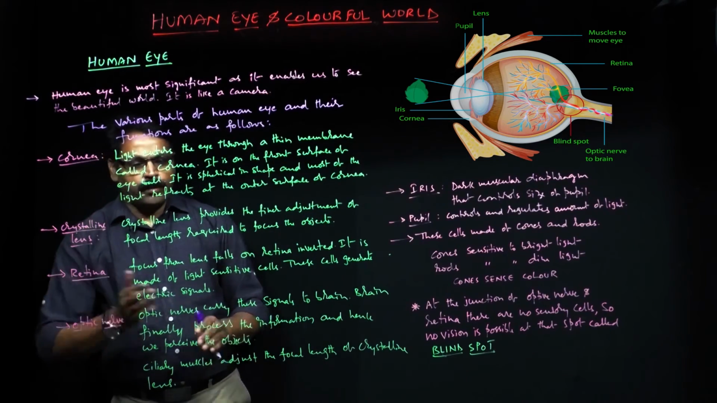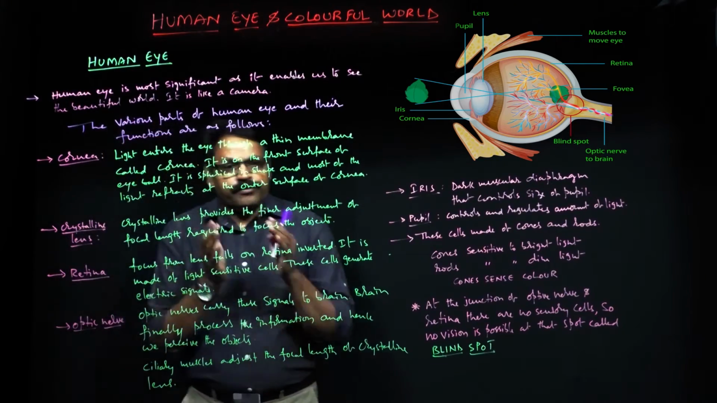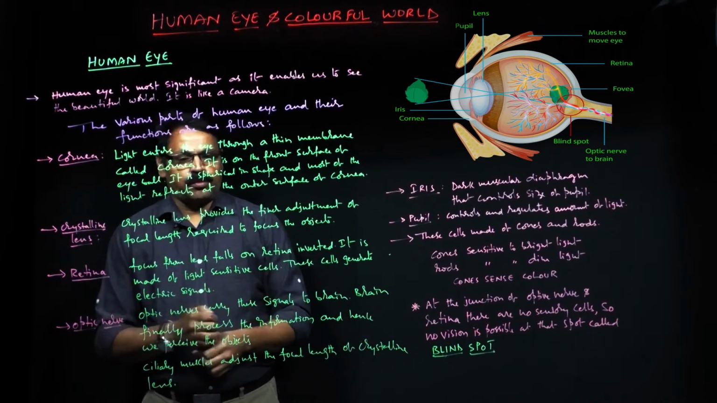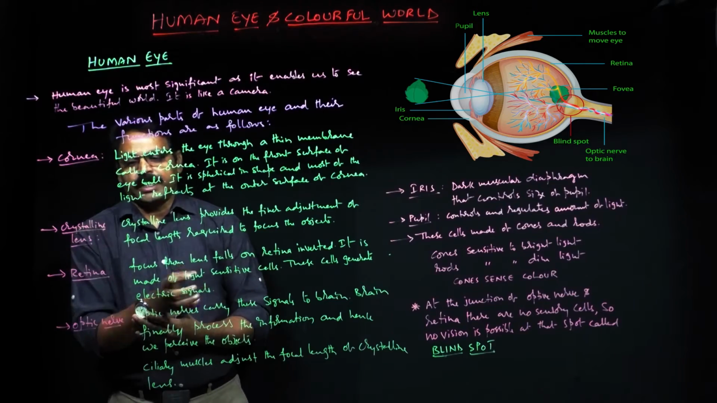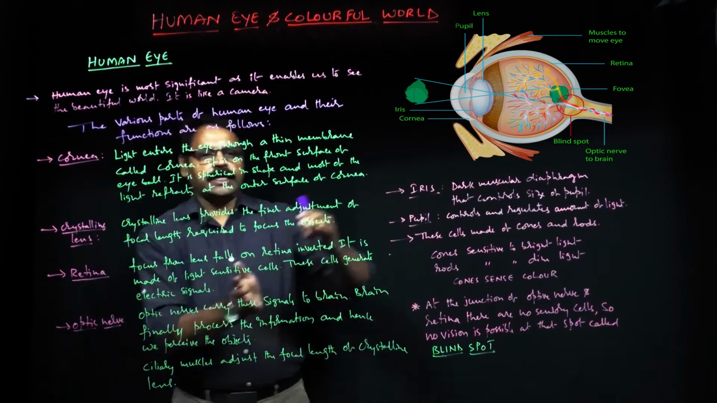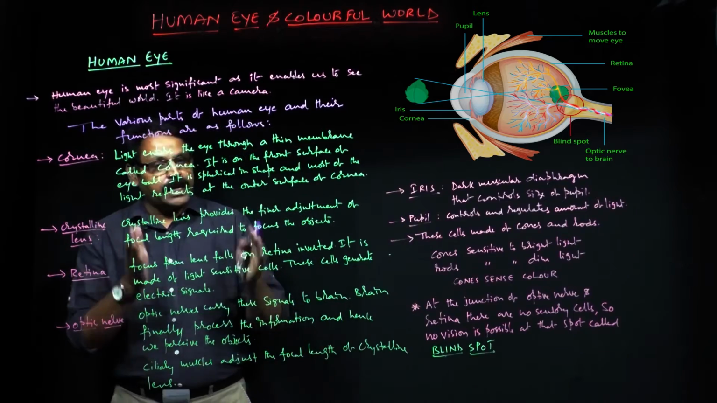The next thing is the optic nerve. So the optic nerve function is, it carries these signals to the brain. Whatever information is provided by the retina to the optic nerve is carried to the brain, where the brain interprets that information.